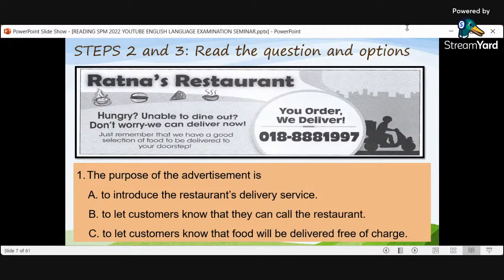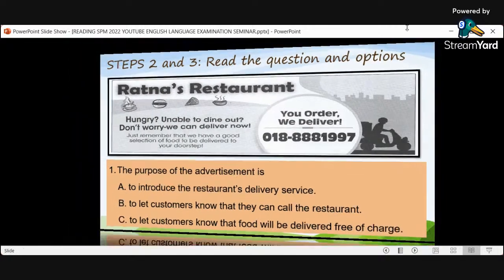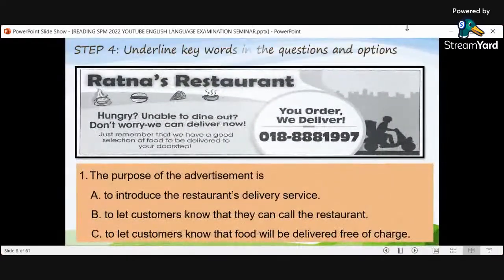So these are the three. So I would read the questions and options. As I'm reading, I would look for the keywords. So I underline the keywords in the questions and options. So for this example, the purpose of the advertisement, the keyword would be purpose.